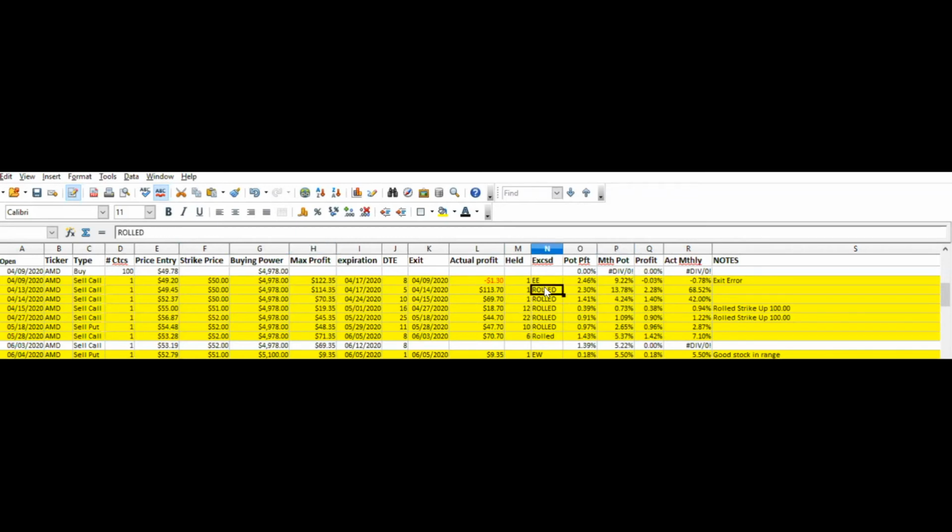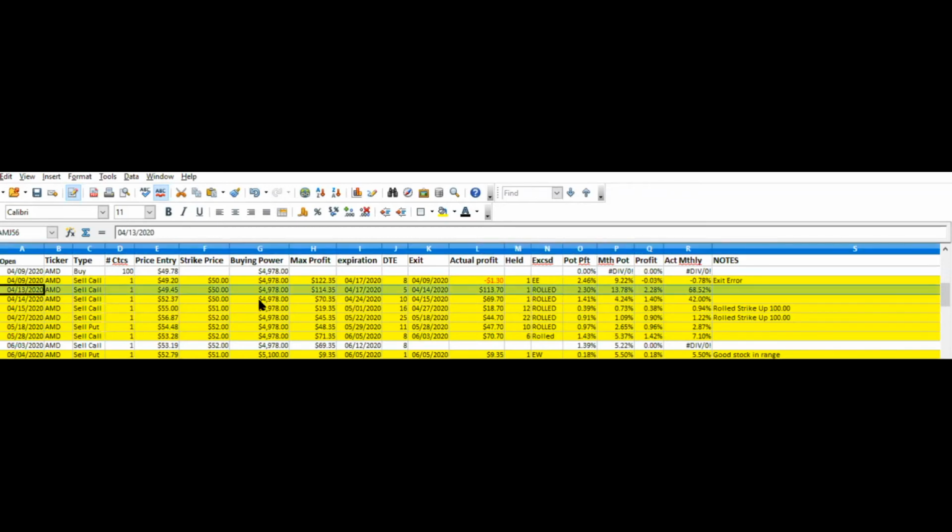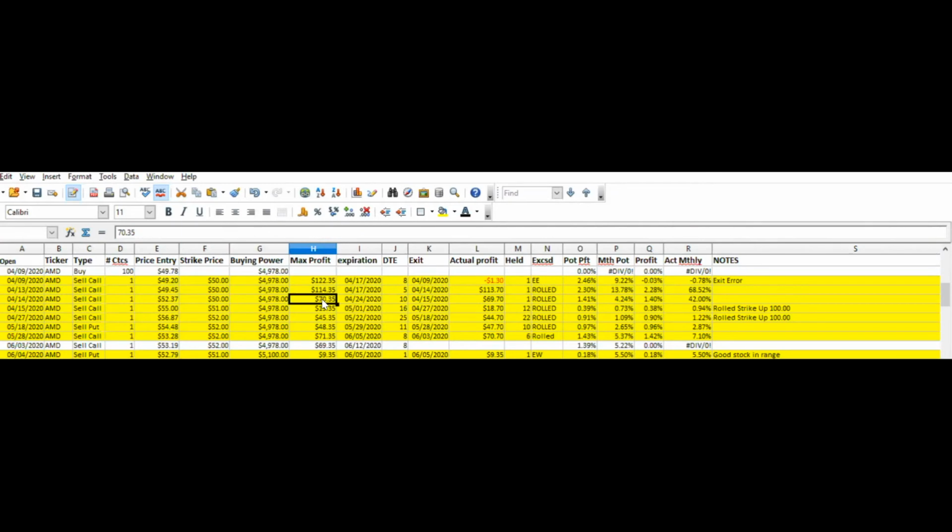Anyway, I rolled that one on the 14th. So I only held it for 1 day, and I made $113.70. I rolled it out for the same strike of $50, and got a $70 premium. And so here's an example where sometimes I'll just check to see, could I roll this out a week and make additional percentage? And in this case, I could, so I did.